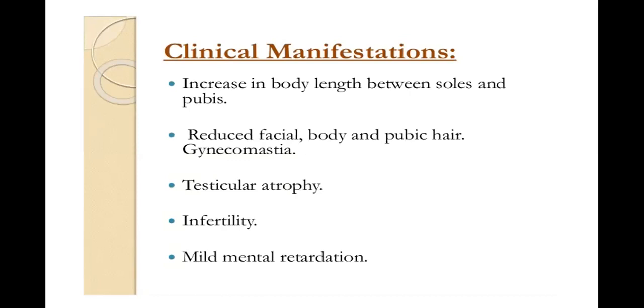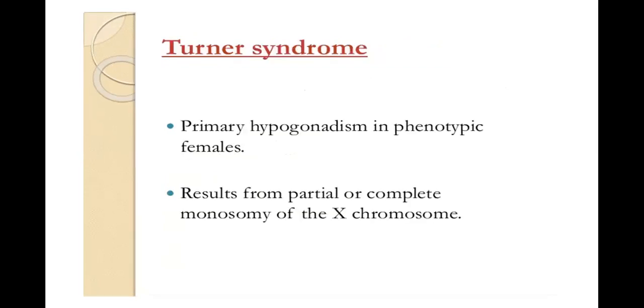These are all the clinical manifestations of Klinefelter syndrome. Next is Turner syndrome. Turner syndrome is primary hypogonadism in phenotypic females. It results from a partial or complete monosomy of the X chromosome. It is seen as a phenotypic abnormality in females.